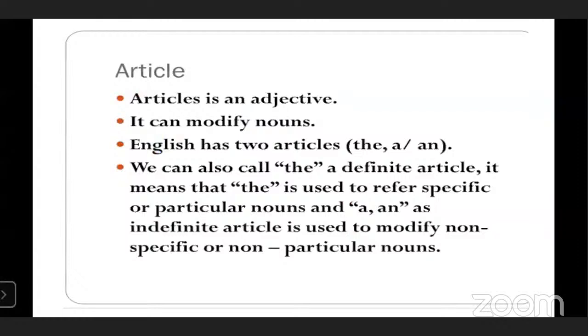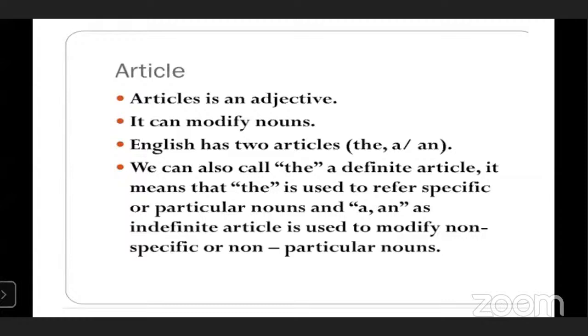Read this. Article is an adjective. It can modify a noun. You all know what nouns are, and what the types of nouns are. But the word which we use to modify a noun, that is an article. English has articles: the, a and an. We say it is three, but if we see according to the categories, the is different and a and an are different. A and an are the same.